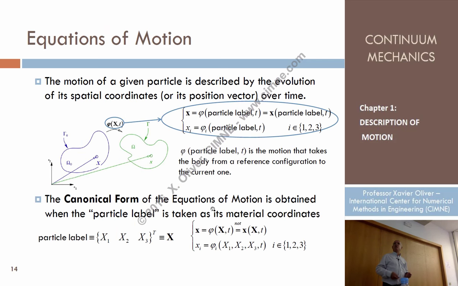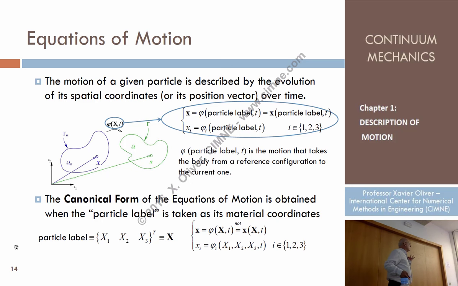So in general, we will use what we call the canonical description of the motion, in which the particle is identified by a label which is precisely the material coordinates of the particle. Okay? So the material coordinates of the particle is a vector. Look, sometimes I use this notation: instead of writing a column vector to indicate the three components, I write a horizontal vector, a row vector, but I put here the transpose. That means that you should look at that as a column vector. So this identifies the label of the particle, and then the motion equations provide the spatial position of this particle, identified by the material label, by the material coordinates, at every time t.